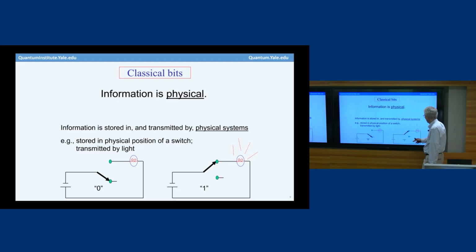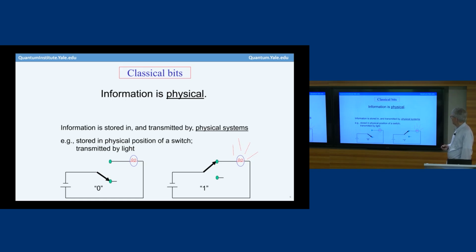And if the circuit is closed, the light bulb will light, and the information which is in the position of the switch is now being transmitted through space, and anybody who has a light detector will be able to receive that same bit of information. Many people can receive that bit of information. That's not true in quantum mechanics. You can't copy quantum information. We'll talk about that no cloning theorem later.